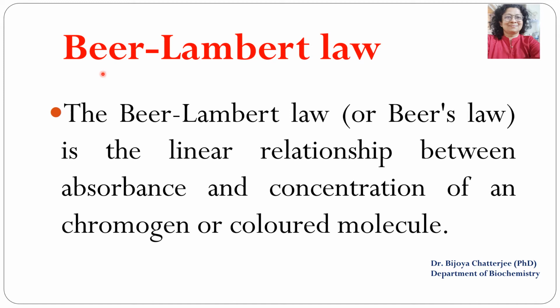So now, knowing all these basics of colorimeter, we will now see how to prove the Beer's law. So for that we need to know the Beer-Lambert law. What does the Beer law say? The Beer-Lambert law says that there is a linear relationship between absorbance and concentration of a chromogen or colored molecule, which means as the concentration increases, the absorbance will also increase. So it is directly proportional. That is the relationship, and this is what we have to prove.